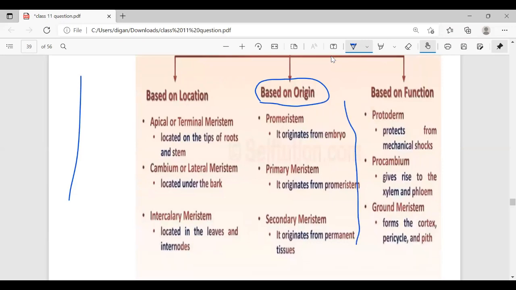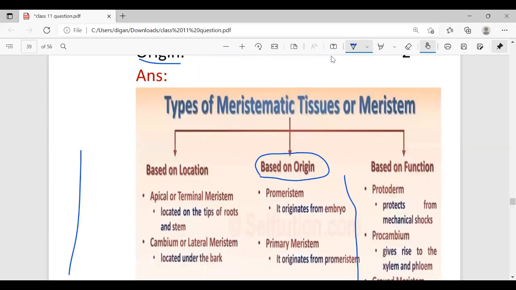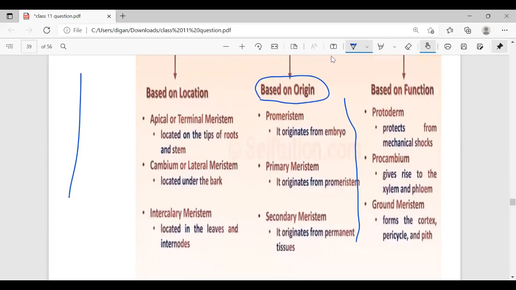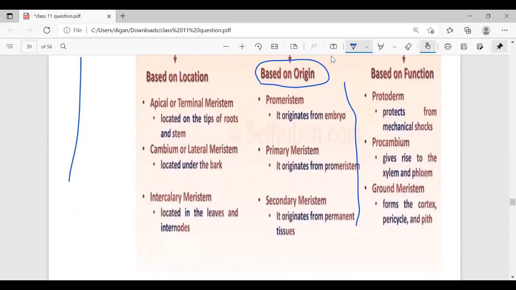But I am showing you all the classifications, because sometimes a question may come: write the different types of meristematic tissue. Then you have to write the whole set. So look, there are types based on location, based on origin, and based on function. Based on location, there are apical, lateral or cambium, and intercalary. Based on origin, there are promeristem, primary meristem, and secondary meristem, whereas based on function, protoderm, procambium, and ground meristem.